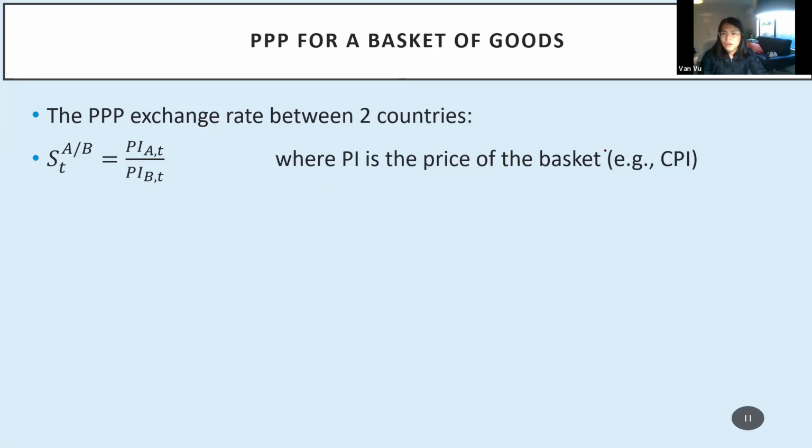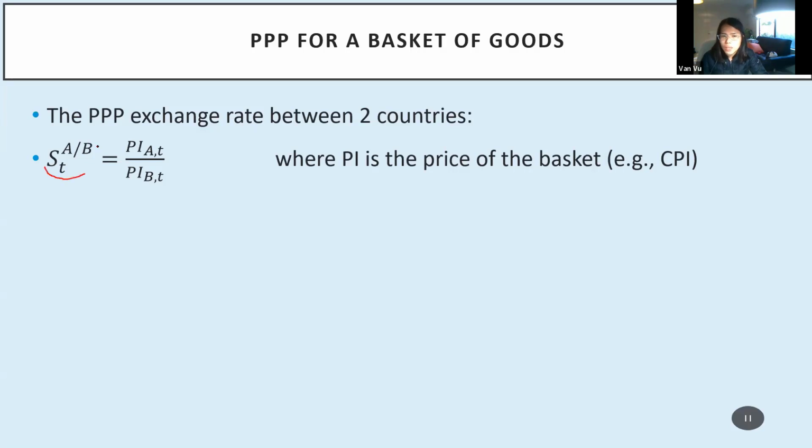So it's very rarely that we can compute the exchange rate for individual products traded between the two countries. So one way to simplify the problem is we can look at a basket of goods. Okay, so this is similar to the idea of computing the consumer price index, where you look at a basket of goods rather than just a single good. Okay, so in this case, the same idea applies.